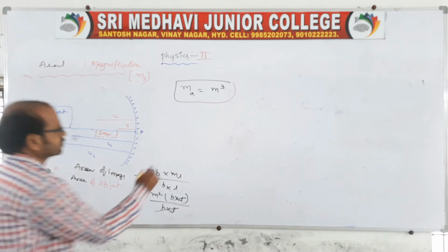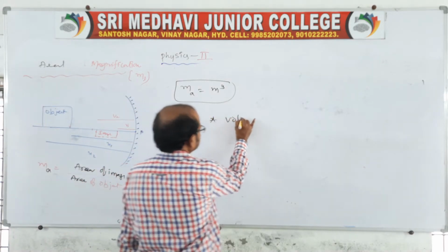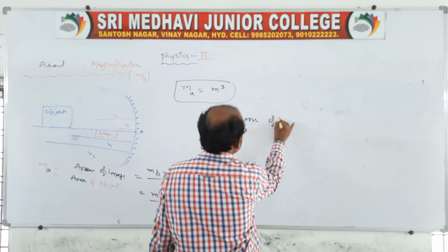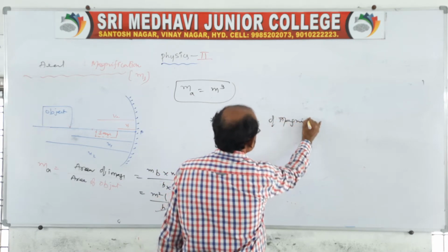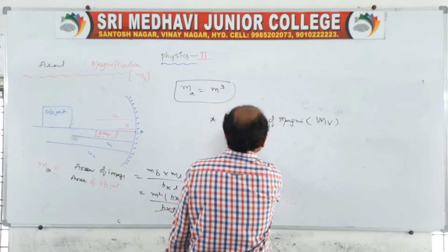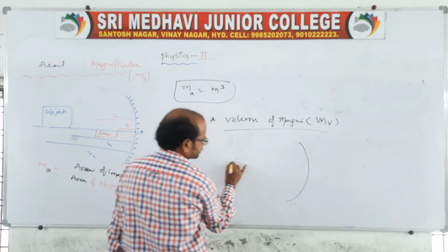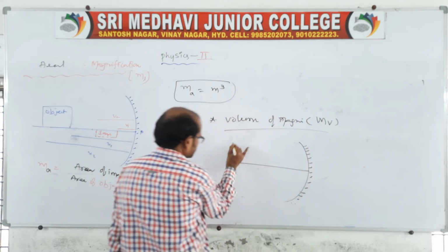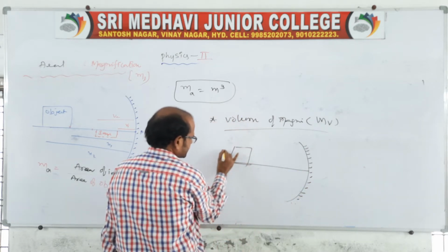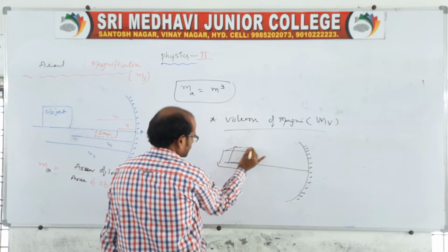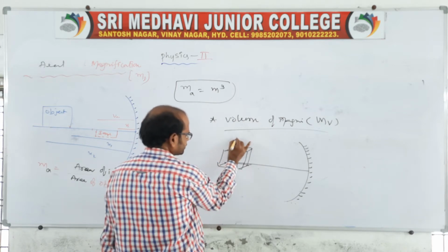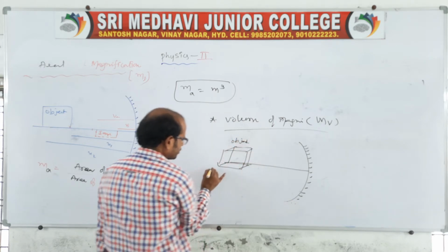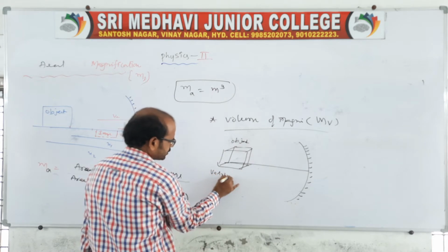And let us go for the volume magnification. So the volume magnification, that you say mv, simple. You take any cubical body, like there is a mirror, there is one cube which is placed like this. So for the cube it is an object, right? Volume of the cube is nothing but L into B into height.